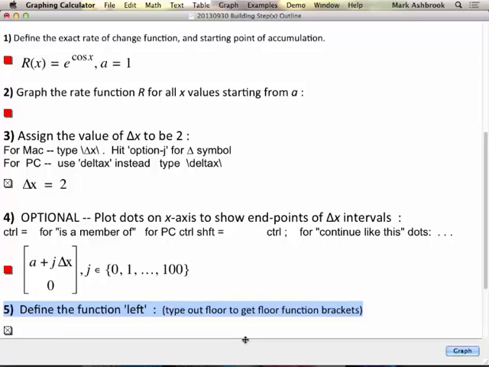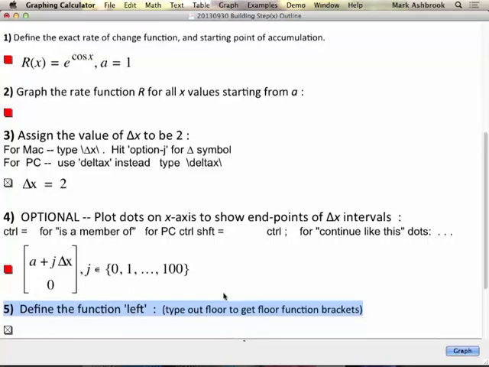So remember on the Mac, option J for symbol delta. For PC, just use something else, delta X or del X, something else on a PC. All right? Don't do number 4. In fact, let's just get rid of number 4. It's optional, and I don't want to spend the time on it.